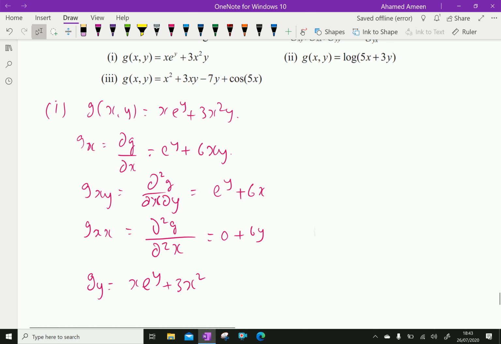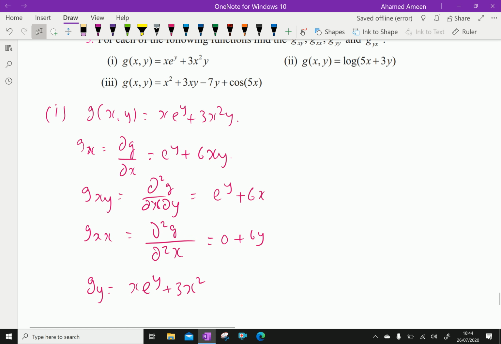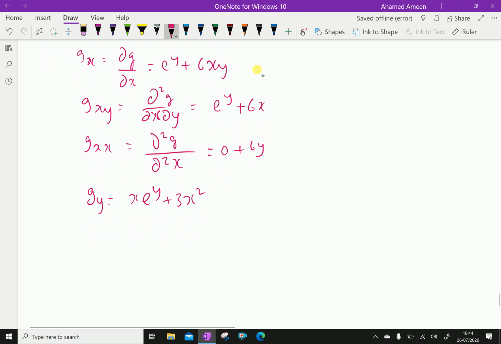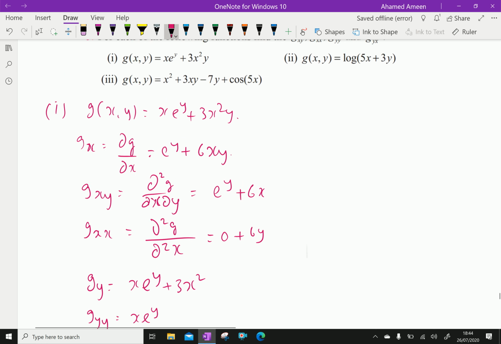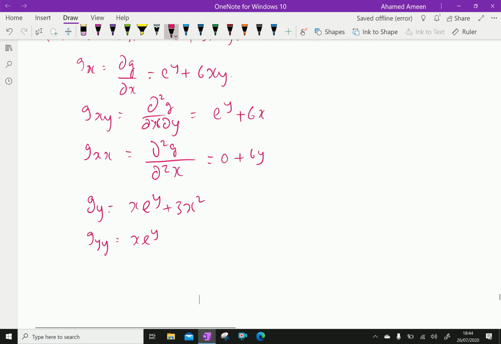Next, we have to find g of yy, which means we differentiate with respect to y. Here e power y is e power y only, but x is a constant, so x e power y. And 3x squared is fully in terms of x, so it becomes 0. Next, g of yx.